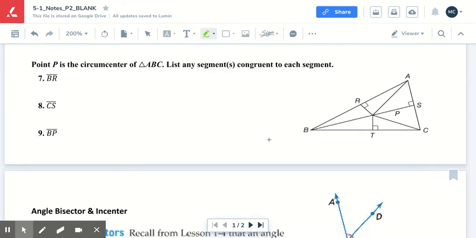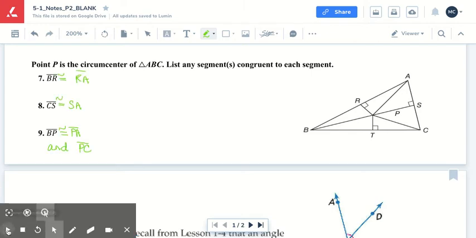Okay, and point P is the circumcenter of triangle ABC on this one over here, and they want us to list any segments that are congruent to each segment. So this would be a good place to pause the video and go back and read the theorem again, and then see if you can figure out the congruent segments to the ones that are given here, and then come back and check your work.